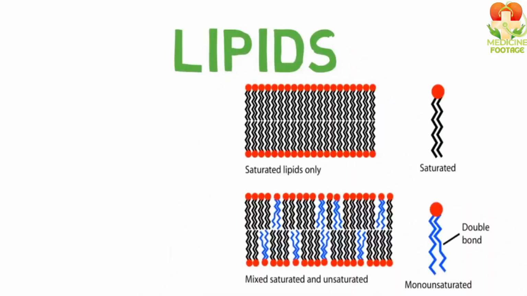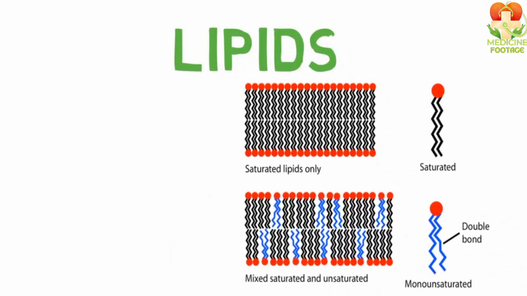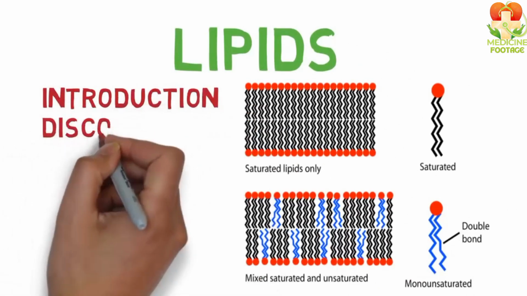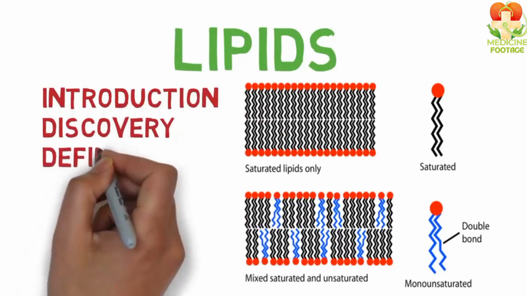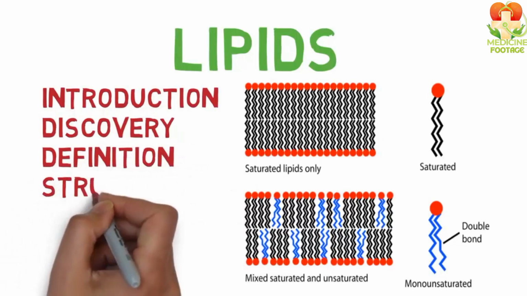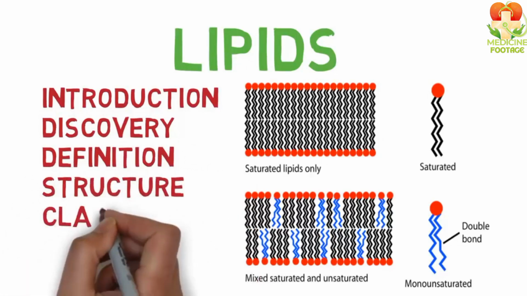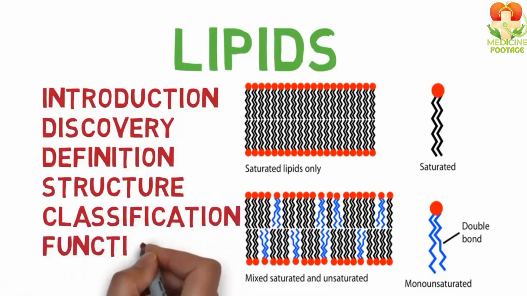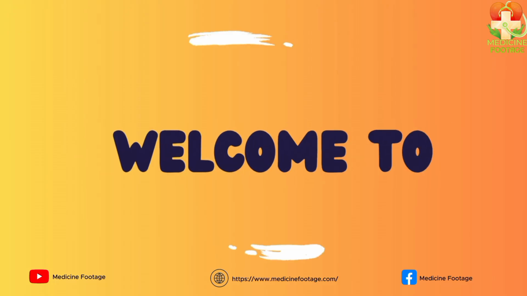Today, we will study a detailed lecture on lipids. The checklist for today's lecture includes: 1. An introduction to lipids. 2. The discovery of lipids. 3. The definition of lipids, the structure and composition of lipids. 4. The classification of lipids. 5. The functions of lipids.